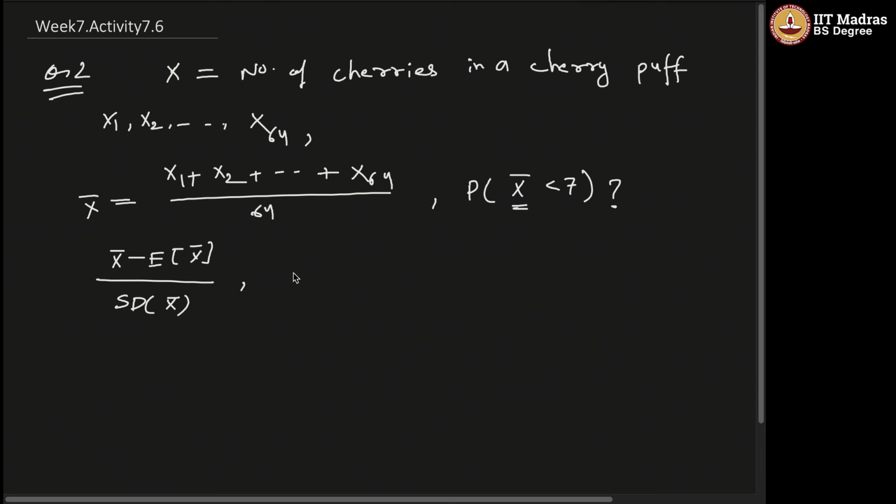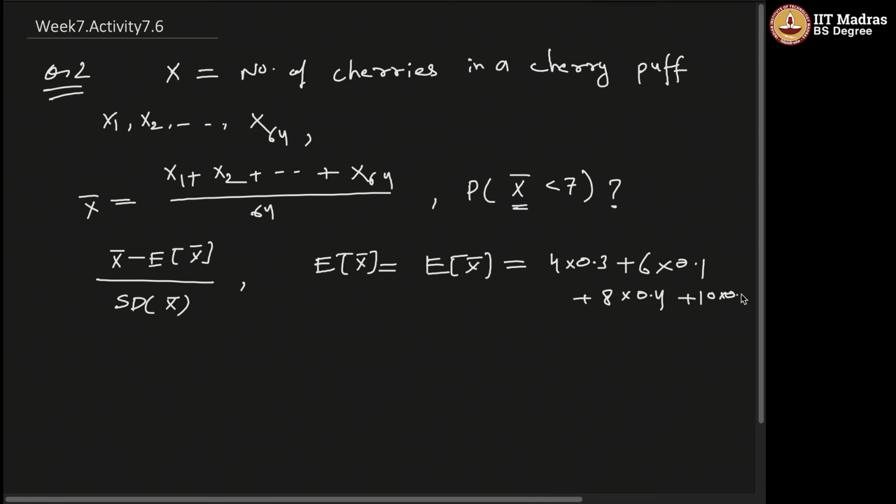So what we will do is same thing, we need to find expectation of x bar, which is same as expectation of x, and this expectation of x we can find from the table, which is 4 times 0.3 plus 6 times 0.1 plus 8 times 0.4 plus 10 times 0.2. So this value will be equal to 7.